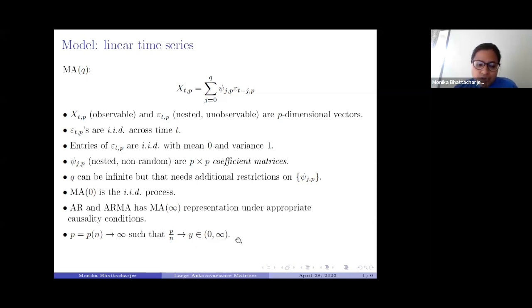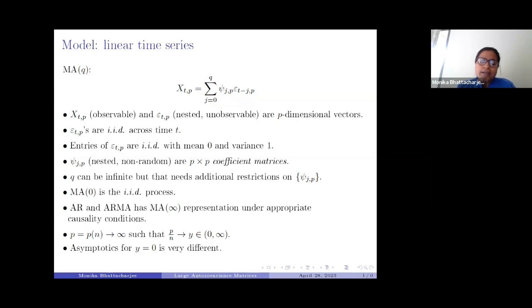Now, there are other high dimensional regimes also, where y equals 0, that is, the dimension grows slower than the sample size, and the dimension can also grow faster than the sample size, where y will be equal to infinity. In this talk, we'll mainly focus on the first case, where y is strictly between 0 and infinity. And there are certain works for y equal to 0 as well. Whatever problem I will discuss here, there is work for y equal to 0 as well, and I will provide references for that.